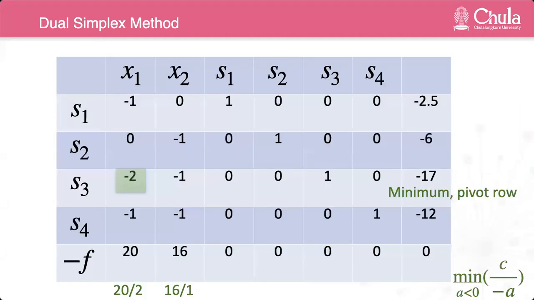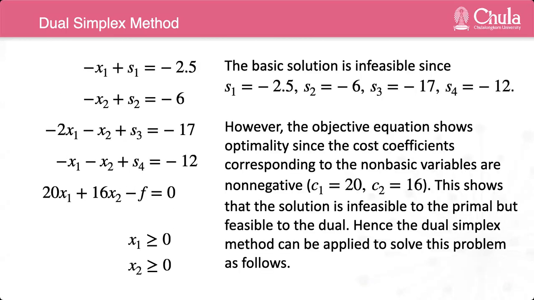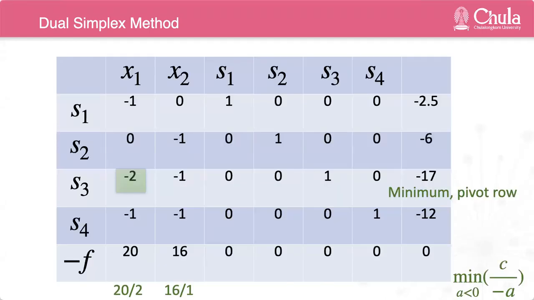So we construct the tableau from this problem directly. Because this is infeasible, we cannot use the phase 2 simplex algorithm, because the starting point is infeasible. So we use the dual simplex method instead to solve the problem, because the starting point is feasible in the dual problem.